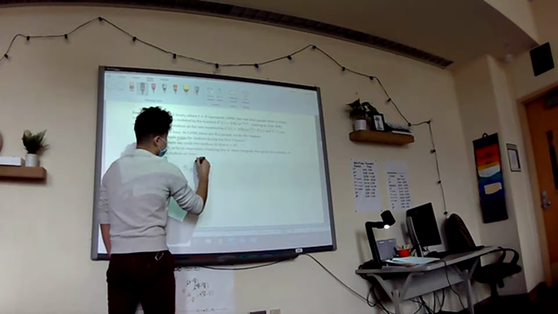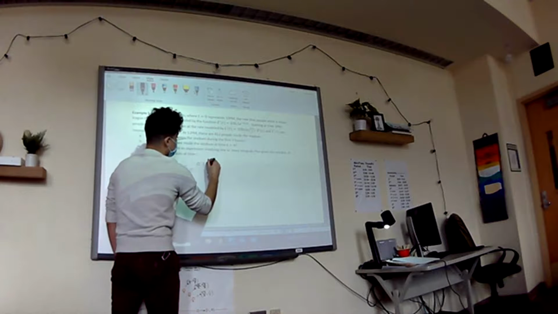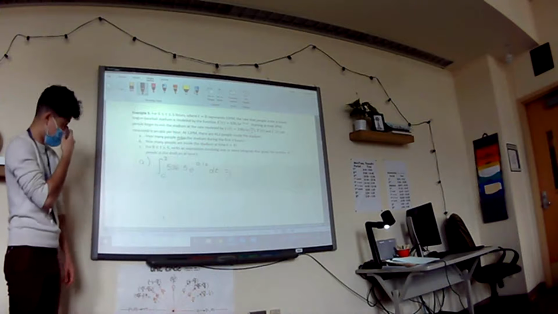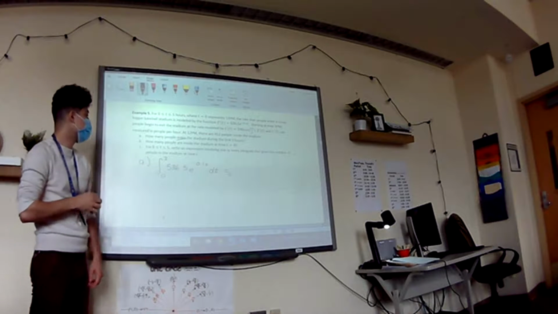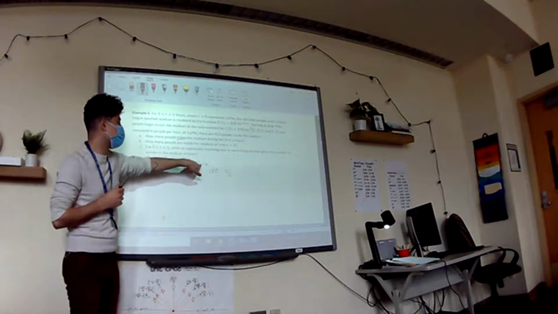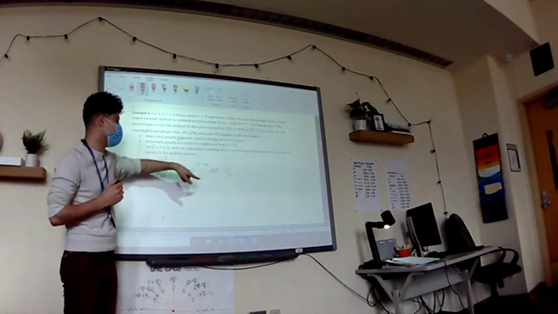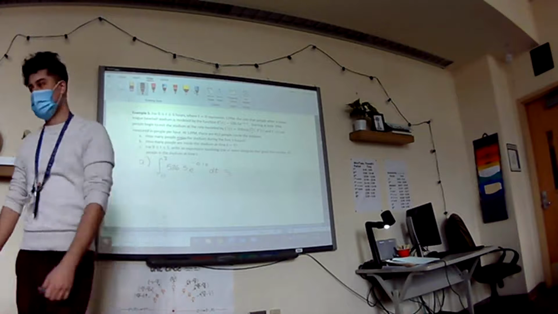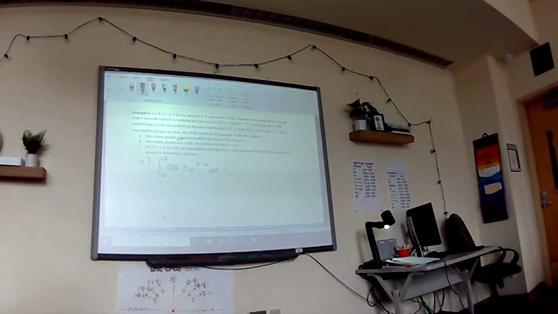536.5 e to the negative 0.1 t dt. All right, and then this you can do in your head. It just requires a tiny bit of u substitution and then some writing, or you can do it on your calculator. So let's do it on the calculator.